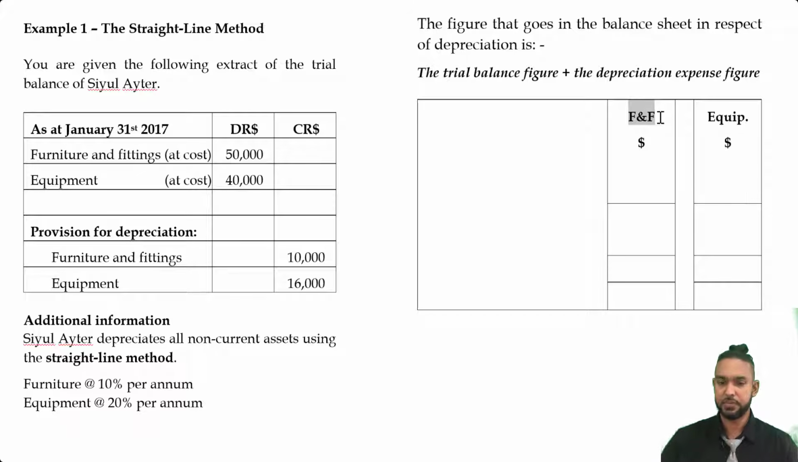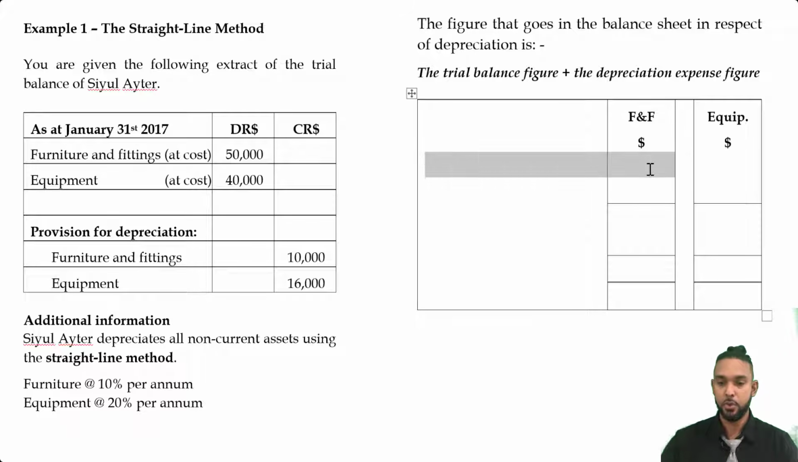So F&F stands for furniture and fittings, equip stands for equipment. I'm abbreviating because when I created the handout, I wanted the information to be on the left and the space for the working on the right, as you see it here, and I didn't want to put the font too small, right? So please don't come at me for my abbreviations, all right?